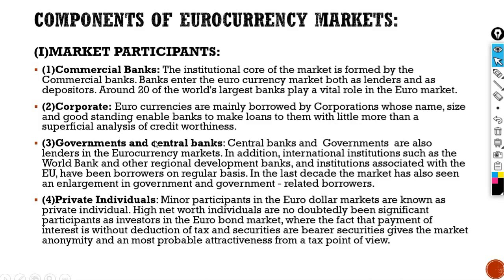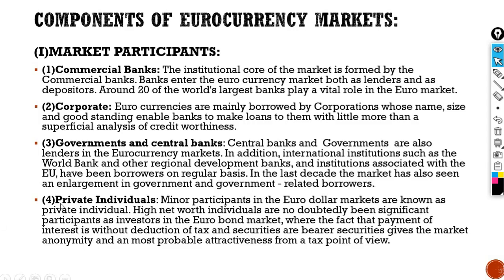The third market participants are the governments and the central banks. The central banks and the governments are also lenders in the euro currency markets. In addition, international institutions such as the World Bank and other regional development banks and institutions associated with the EU have been borrowers on a regular basis. In the last decade, the market has also seen an enlargement in government and government-related borrowers.